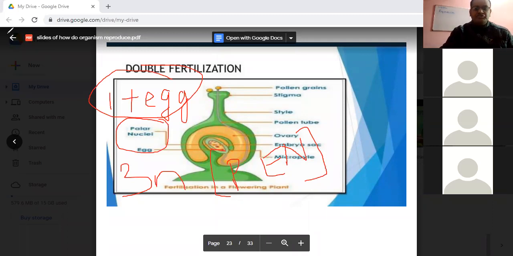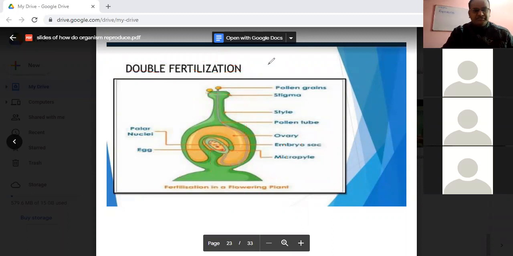And from where did this embryo originate? When the one male gamete fused with the egg to form the zygote, it will develop into the embryo, and this PEN will give nourishment to this developing embryo. Because syngamy and the formation of 3N PEN by triple fusion are occurring simultaneously, this phenomenon is called double fertilization. Is double fertilization clear to all the students?